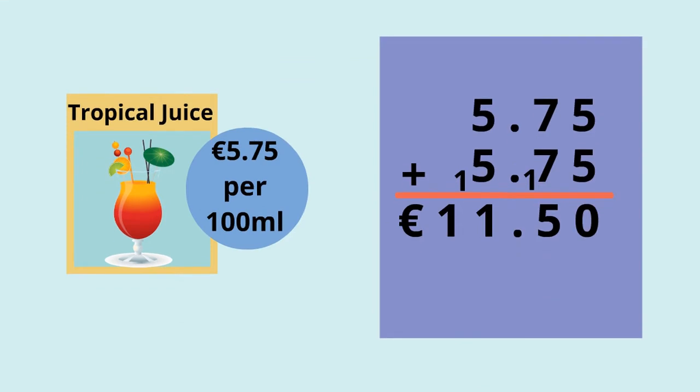We know that 100 milliliters is $5.75, but we want twice that, so we can add it 2 times or multiply by 2, and we'll get $11.50. Let's take another order.